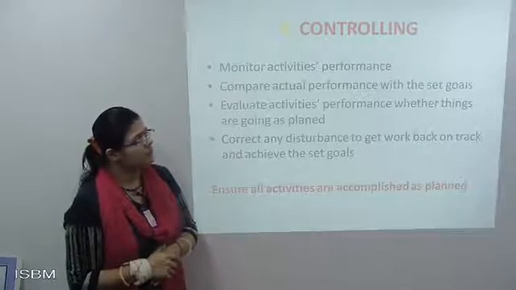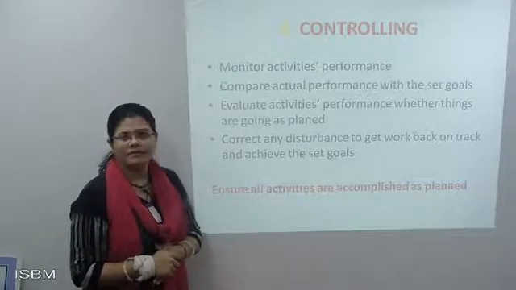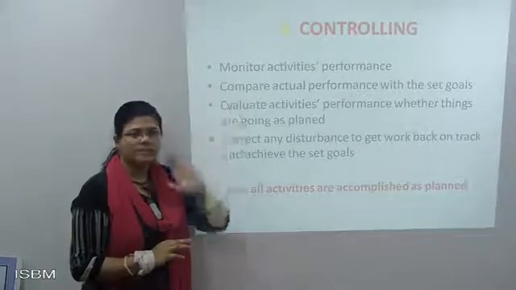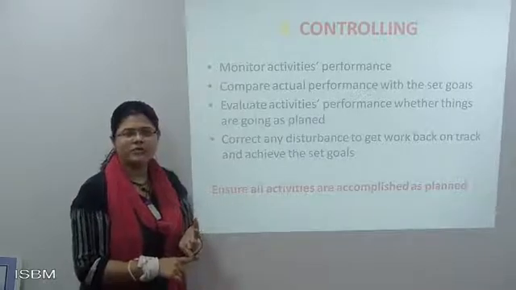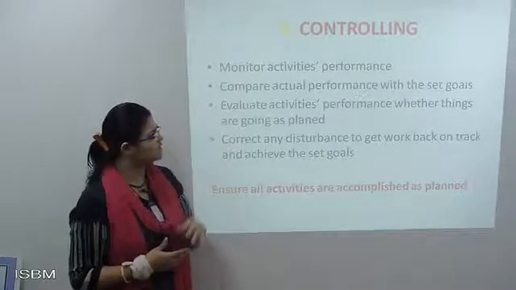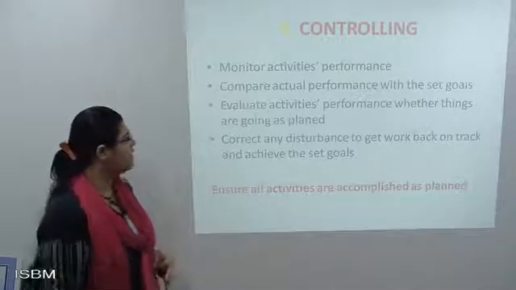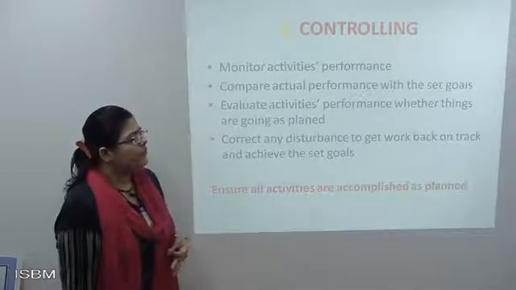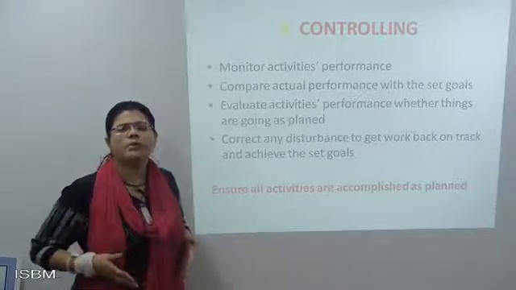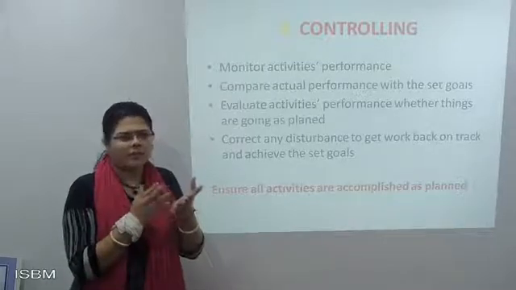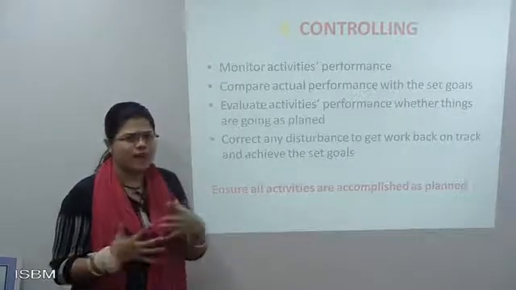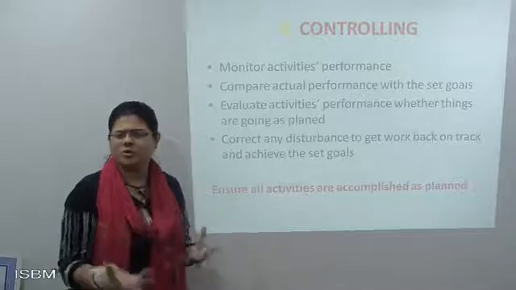Evaluate the activity performance, whether things are going as planned, that is important. In this controlling, the manager will check whatever planning we have done, whatever organizing we have done, whatever leading we have done, and whether that is going systematically or not. You need to evaluate all those activities, and correct any disturbance to get work back on track and achieve the set goal. If the work is not going on the proper track, meaning you have done planning, organizing and leading properly, but in between there is any kind of disturbance among people in an organization, or any kind of work related issue.